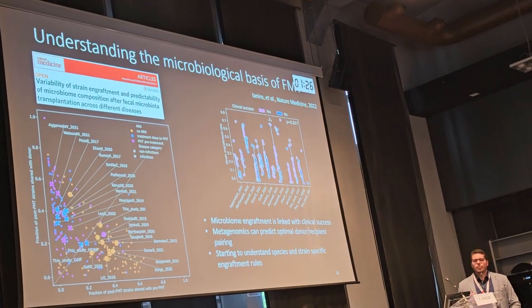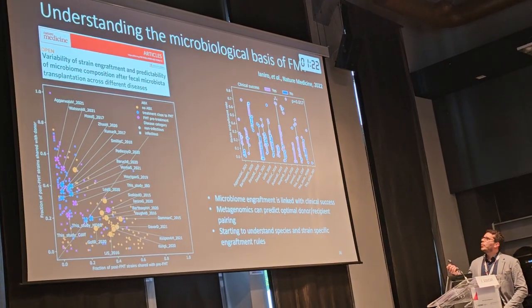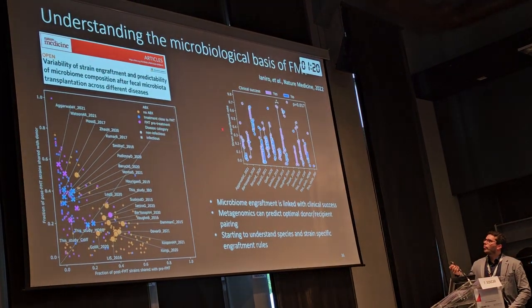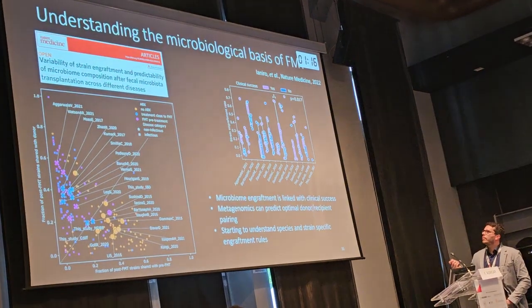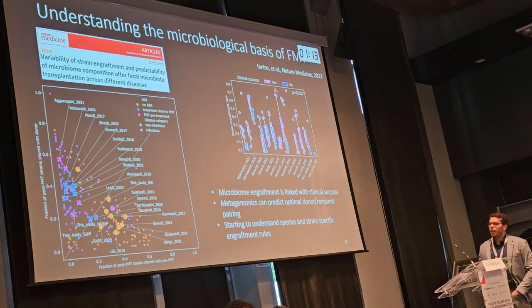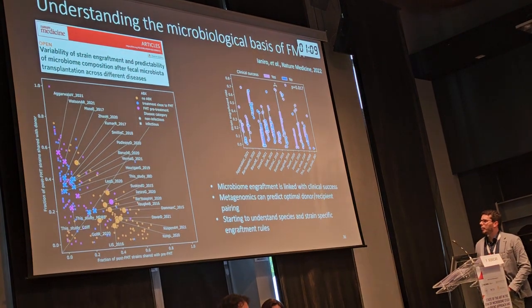We defined a strain sharing rate between donors and recipients, and we were linking, for example, this engraftment rate of strains to a better clinical success. So if the recipient had higher strain engraftment, that was linked with better response to the therapy.